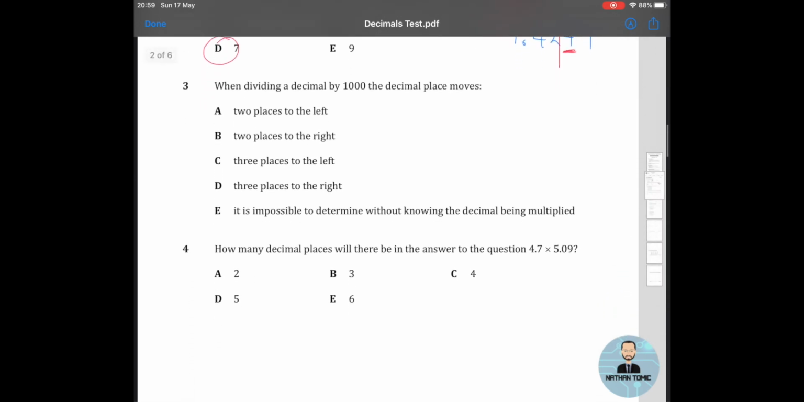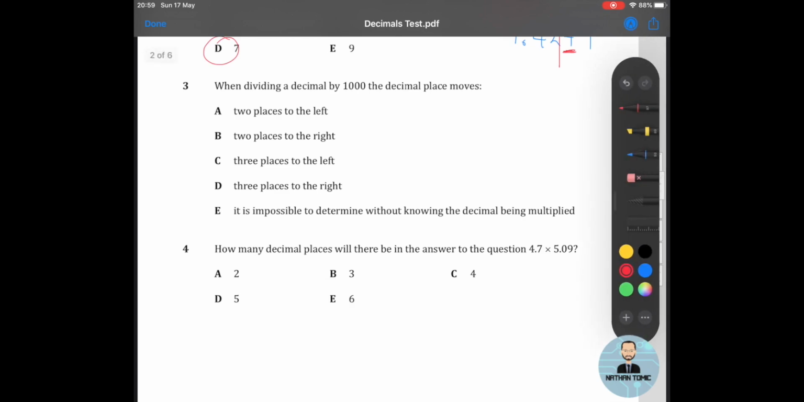Moving on to question 3. When dividing the decimal by 1,000, how many decimal places do we move? So again, there's no real working out to be done here. We just have to remember how we multiply or divide by factors of 10.